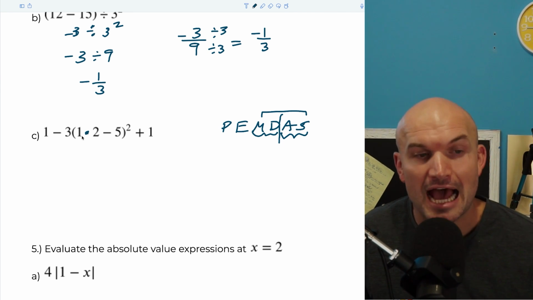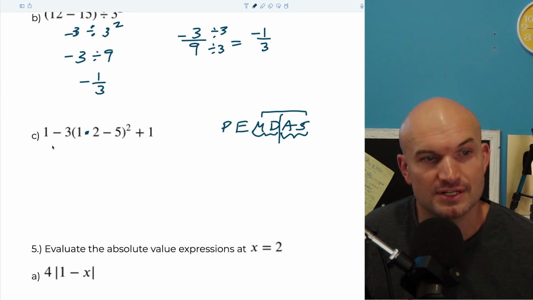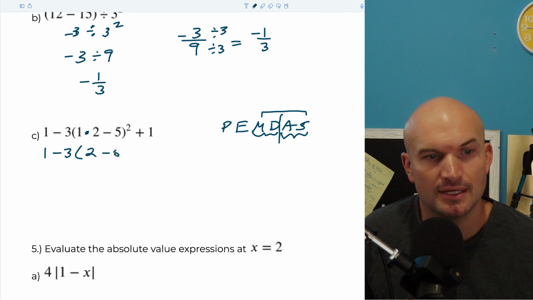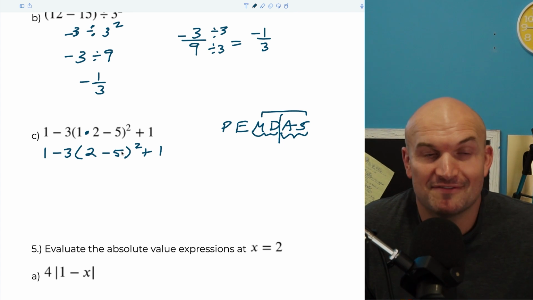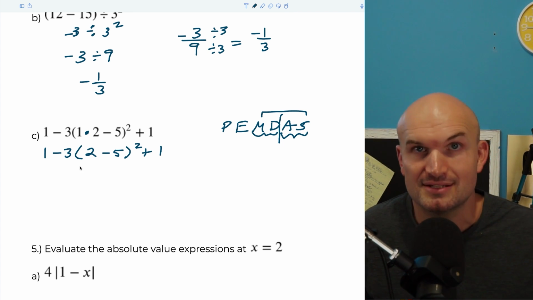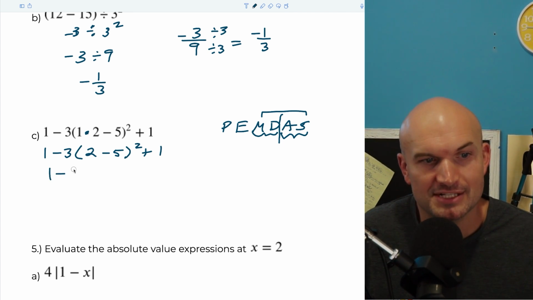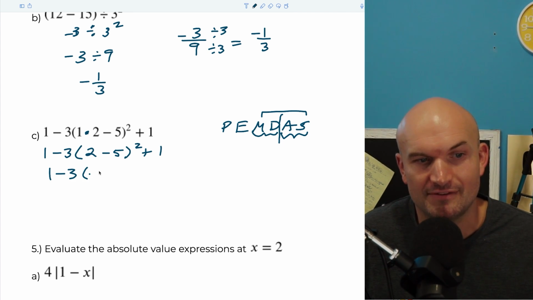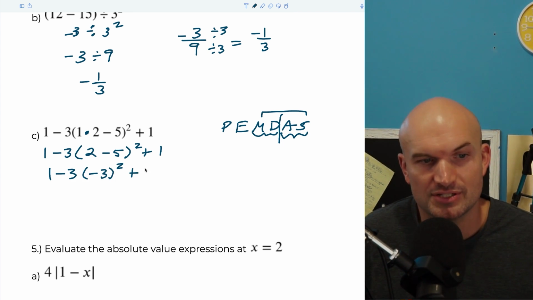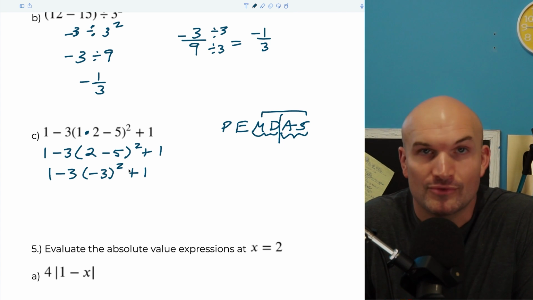So what that means is I'm going to multiply this 1 times 2 first. So I have a 1 minus a 3, and 1 times 2 is going to be 2, minus 5, quantity squared, plus 1. Now the only thing left in the parentheses is to subtract. So 2 minus 5 is going to be a negative 3, quantity squared, plus 1. All right, so I've technically gotten rid of my parentheses.